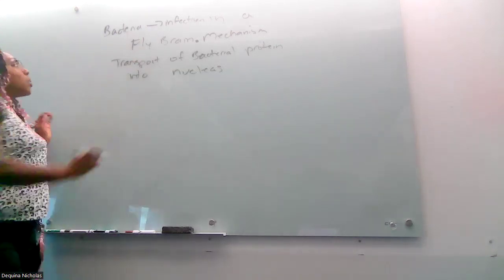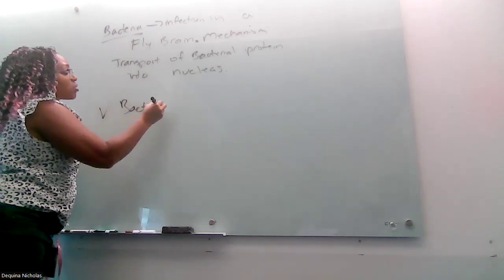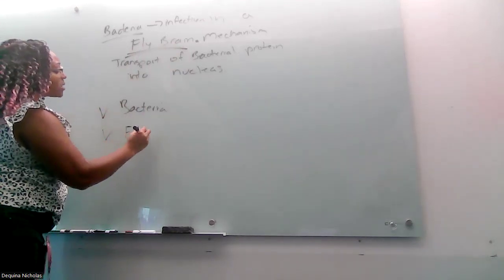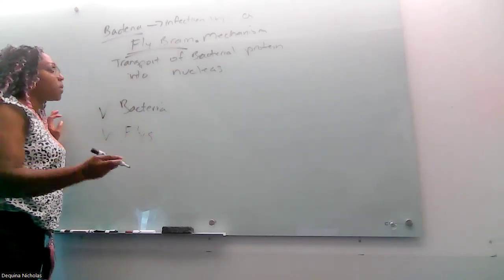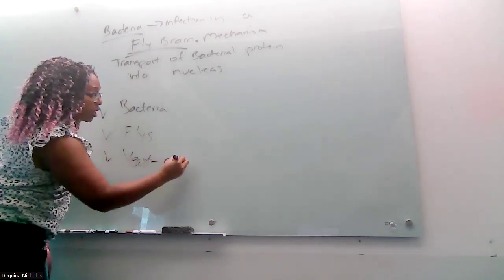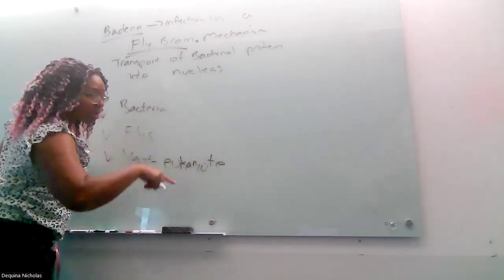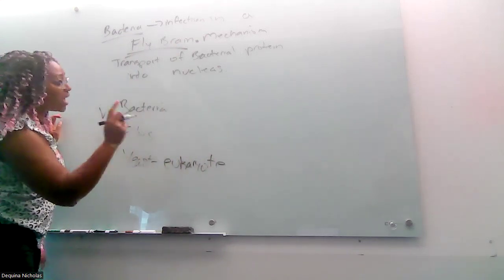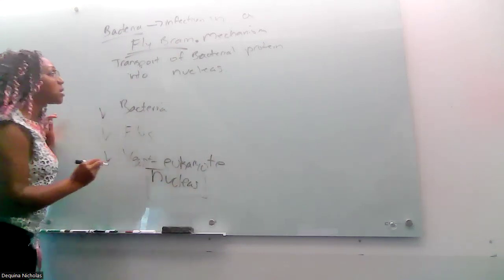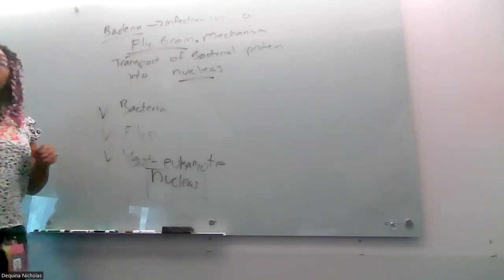So here, bacterial infection is a thing. So check, we can use bacteria as a model organism to answer a portion of this question. We're concerned about fly brains, so check, we can use flies. And the third one, which I think is getting a lot of people tripped up, is that we can also use yeast. The reason we can use yeast is because it is eukaryotic. It has a nucleus. Because it has a nucleus, we can use it to understand basic mechanisms of transport into the nucleus. And that's why yeast works.